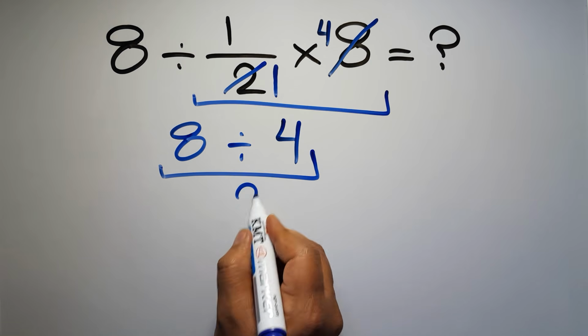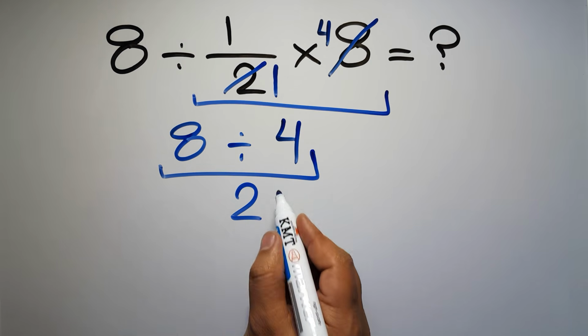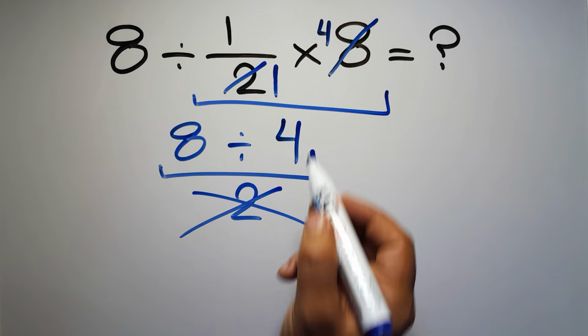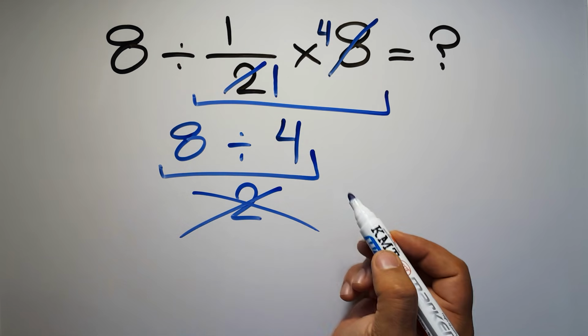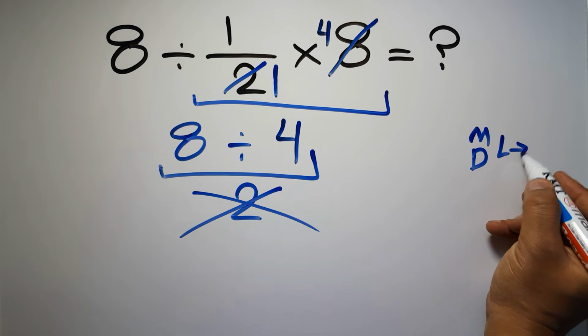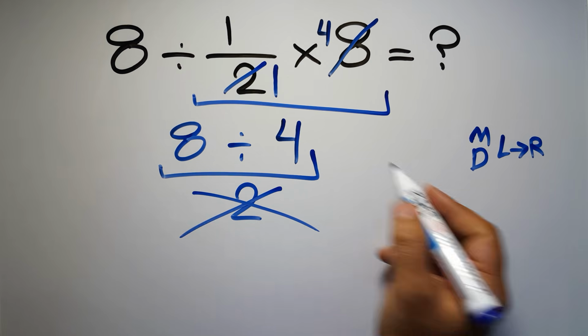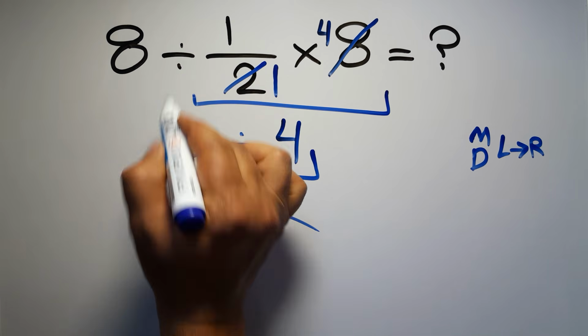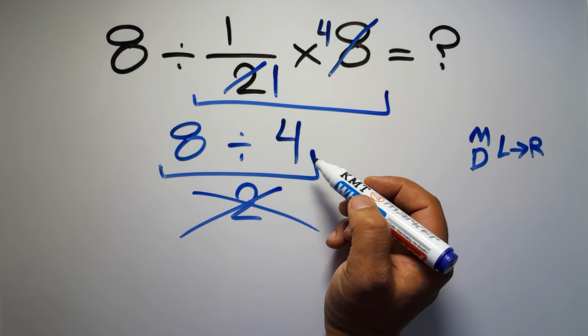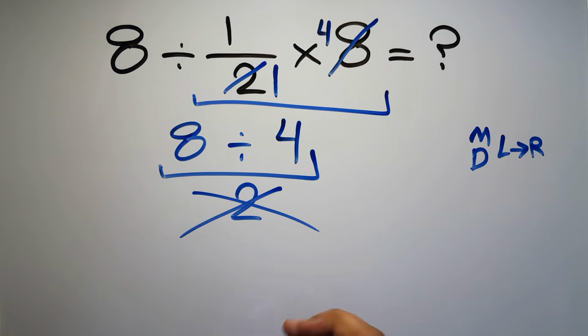is just 2. But this answer is not correct, because according to the order of operations, multiplication and division have equal priority, and we have to work from left to right. So here, first we have to do this division, then this multiplication. If we do this multiplication before this division, it is wrong.